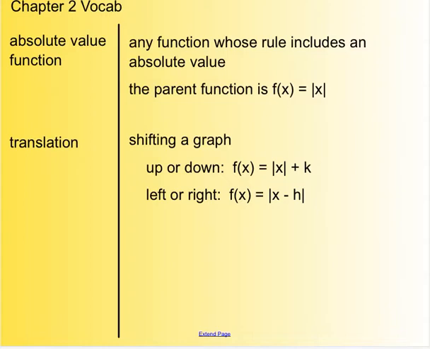So an up or down shift is normal. It's outside the asylum. Think back to our Batman clip that we watched. So if you see a plus k, it moves up. If you see a minus k, it moves down. The left or right shift is inside the asylum, so it's not normal. So if you see an x minus h, that's a right shift, and x plus h is a left shift.